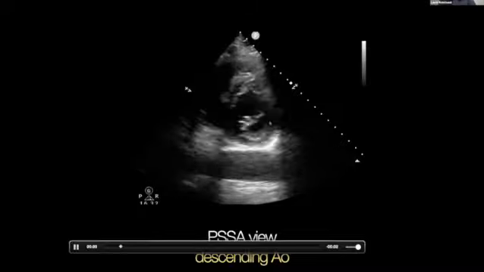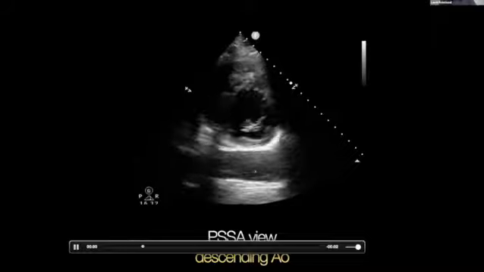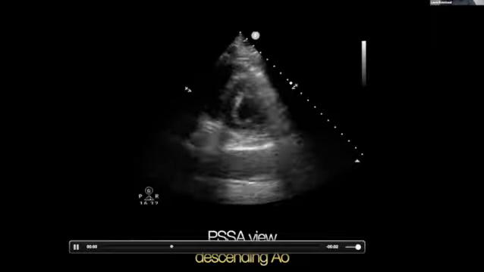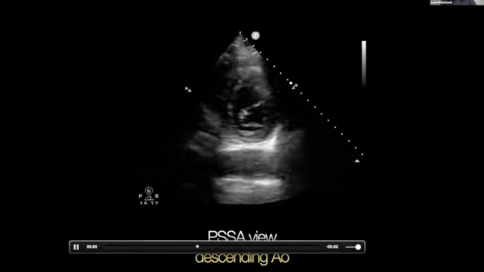Sometimes there are other views that can be helpful. So here's a parasternal short axis view where you can see right behind the descending aorta. In a very echogenic patient, you'll be lucky enough sometimes to be able to catch this. And if you do see a flap or you see that it's massively dilated, again, that could be a clue.